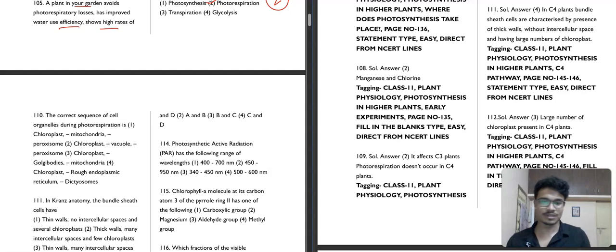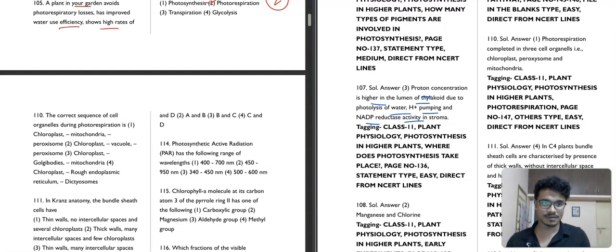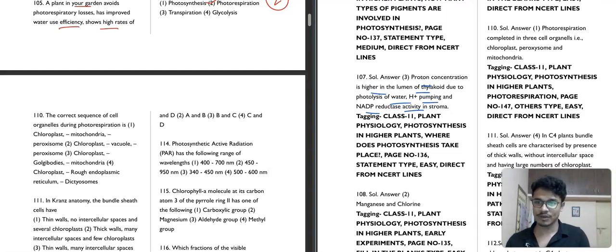Then question number 110. It is saying that the correct sequence of cell organelles during photorespiration is: chloroplast, mitochondria, peroxisome; chloroplast, vacuole, peroxisome; chloroplast, Golgi bodies, mitochondria; chloroplast, rough endoplasmic reticulum, or dictyosome. So the correct sequence will be: photorespiration is completed in 3 cell organelles: chloroplast, peroxisome and mitochondria. So the first option is given here. First will be our correct answer.